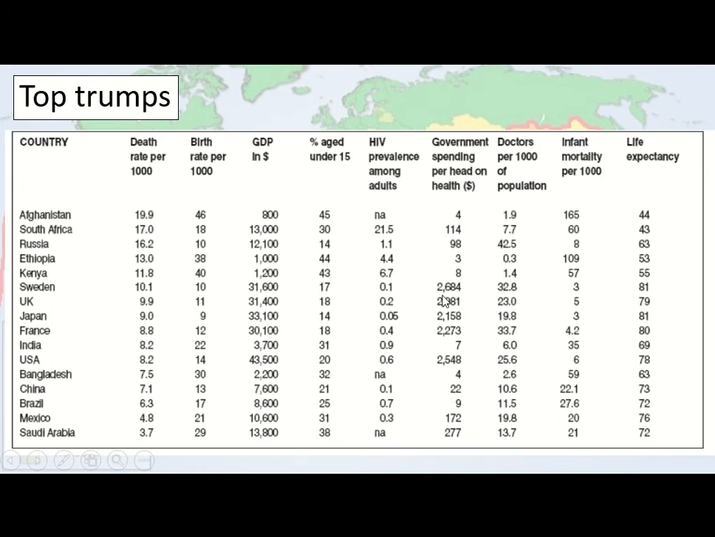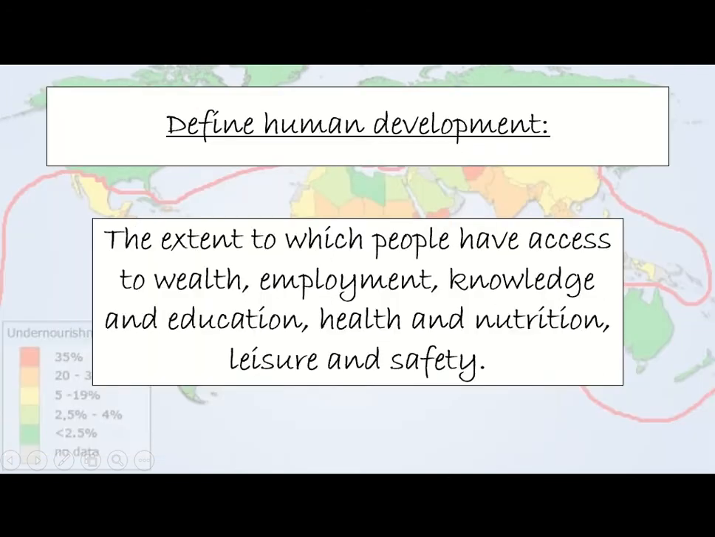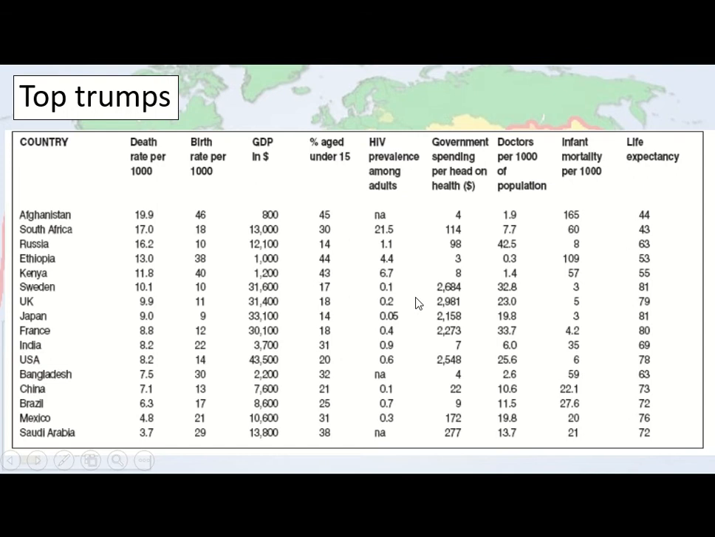$2,981. Huge numbers of money compared to Afghanistan. Now these two things between them tell us very clearly the UK is a more developed country than Afghanistan because we spend more on healthcare and we've got a longer life expectancy. And these are both health-based measures. So remember our definition, the extent to which people have access to wealth, employment, health and nutrition. This one tells us the UK has good access to healthcare.